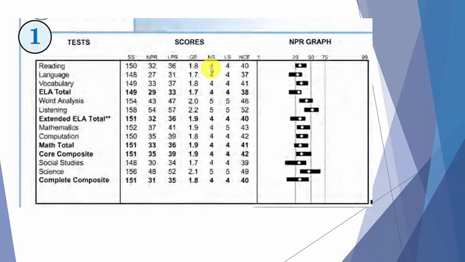To the right of the scores is a graph showing the national percentile of each test, designated by a diamond. The horizontal bands are called confidence bands. They are the range that the student would be expected to score on this particular test in the future.